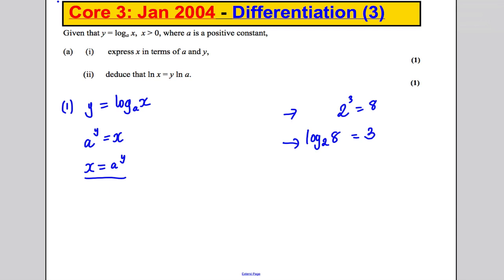Well, part 2 is very simple. You just take natural logarithms of both sides. So ln x is therefore ln of a to the power of y. And then using log laws, you can bring down the power. So ln x is equal to y ln a. And you've got what you wanted for the first two parts, nice and easy.